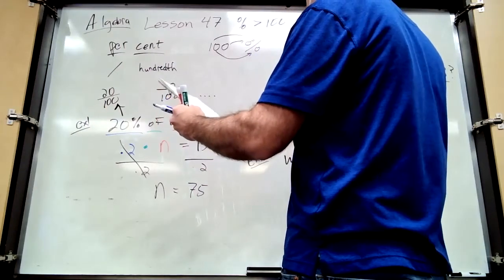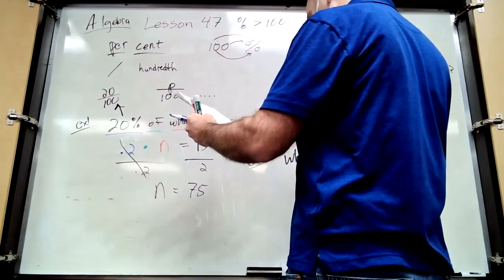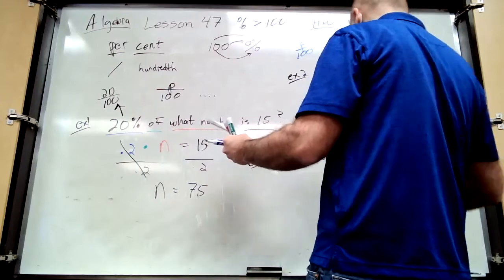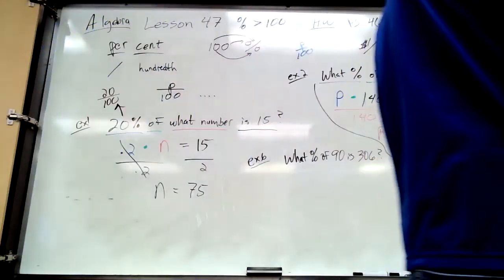Example 6 says this. What percent of 90 is 306? Okay, so see if you guys can do that on your paper.